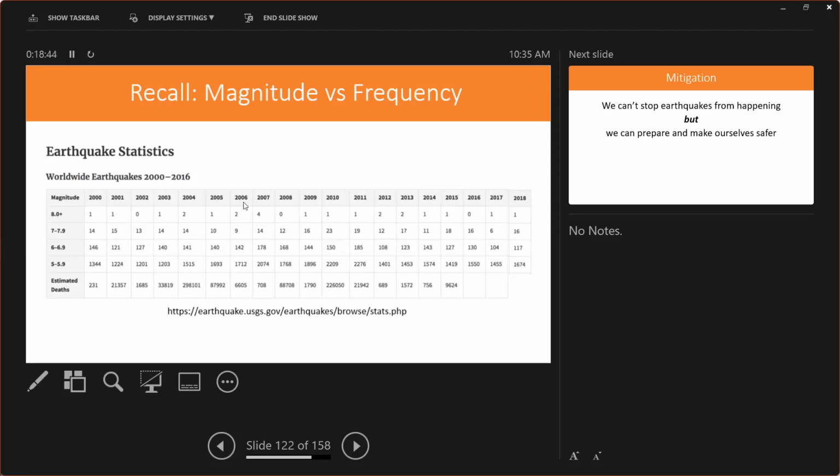We have for 8.0 and up in magnitude, we only have 1, 1, 0, 1, sometimes 2, and that's from 2000 till 2018. So not a lot, not a very high recurrence interval. And as we continue to decrease in magnitude, we're going to get more and more. So lower magnitude earthquakes are a lot more frequent, higher magnitude are infrequent, and that's lucky for us.